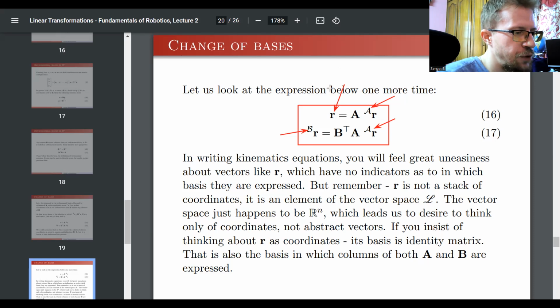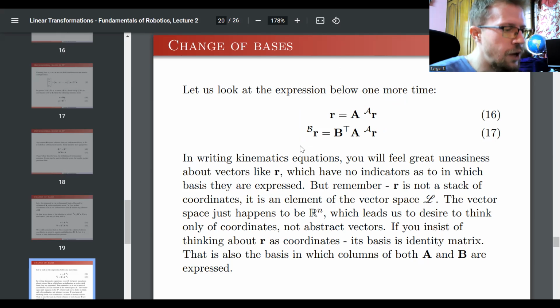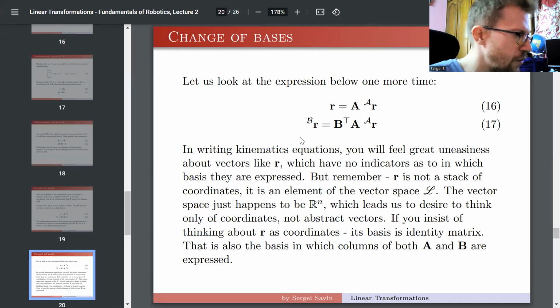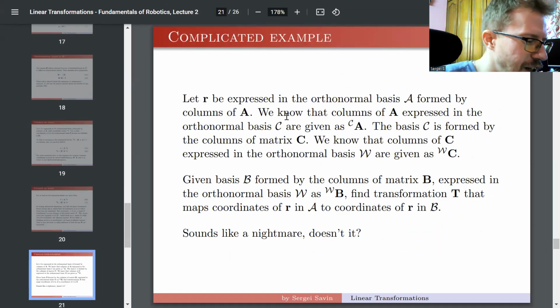All right, let me give you another example. Do we have questions here? No. Okay. All right. Now the example is maybe horrifying.